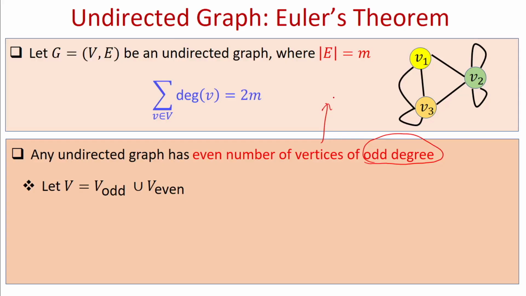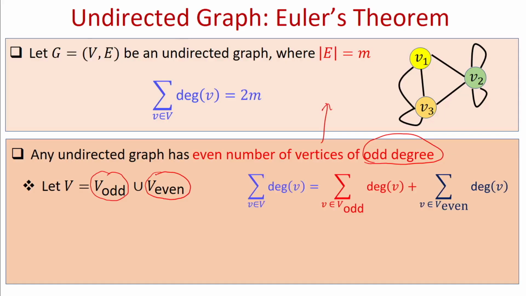Let V be the set of vertices in your undirected graph. The set V can be divided into two disjoint sets: the set V odd, which is the set of all vertices which have odd degrees, and the set V even, which is the set of all vertices which have even degrees. It's easy to see that the intersection of these two sets will be empty, because you can't have a vertex in a graph which has both odd degree as well as even degree. A vertex will have either odd degree or even degree, and hence it will belong either to the set V odd or to the set V even. So these two sets constitute a partition of your set of vertices V.